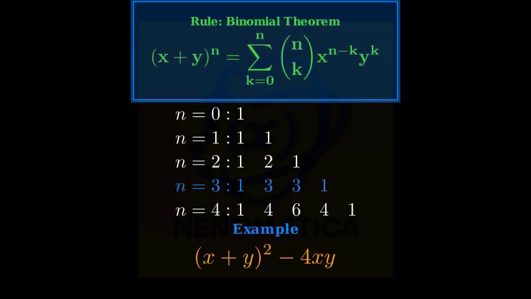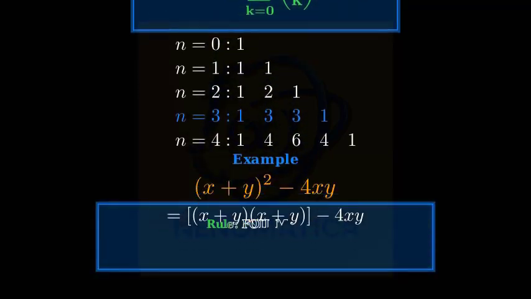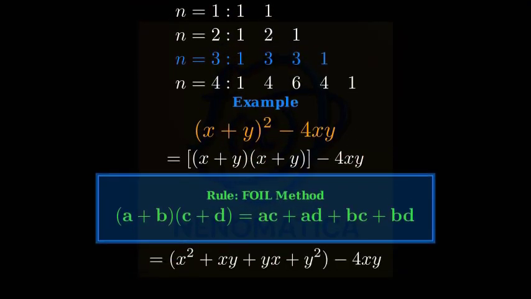First, let's expand the squared term. The square of x plus y can be written as (x plus y) times (x plus y). Now, let's apply the FOIL method to expand this product. We get x squared plus xy plus yx plus y squared minus 4xy.